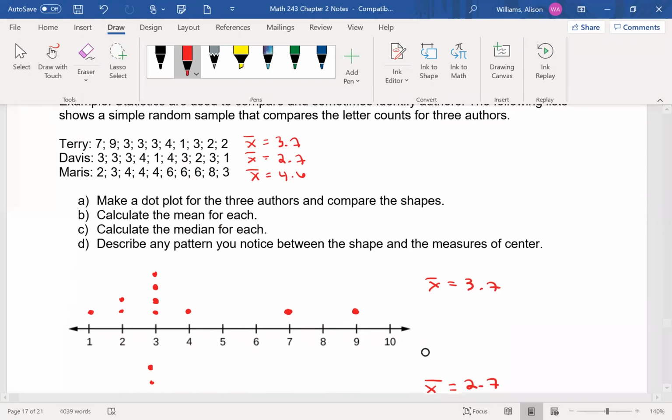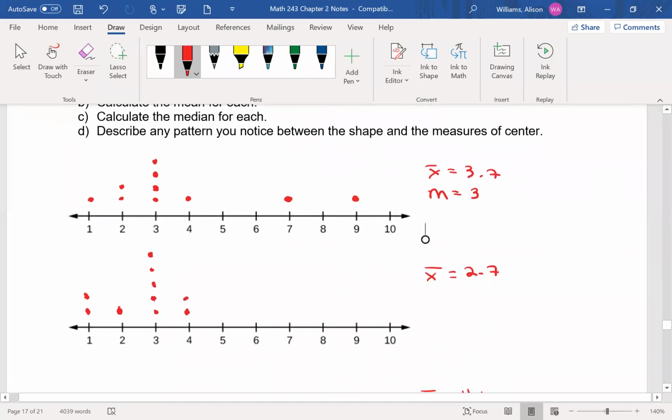Actually, I'm going to use the pictures to do the median. So I can see, for Terry, 1, 2, 3, 4, 5, 6, 7, 8, 9, 10 pieces of data. So if I counted down, the 5th piece of data is going to be in the 3s. So I could see that the median is in the 3s. And you could go back to Terry's data, put it in order, and make sure you get 3 for the median.